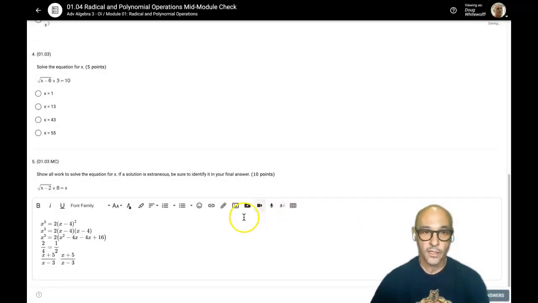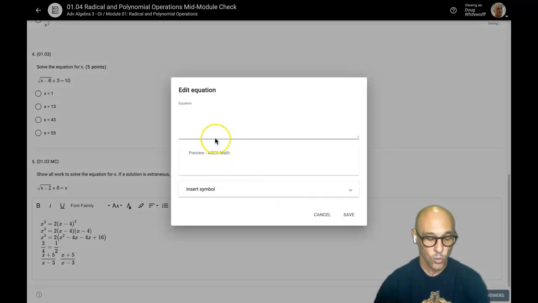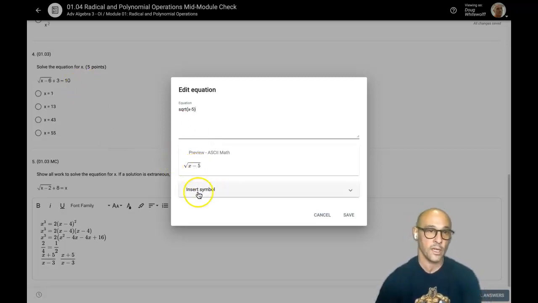And then there's other things that are important, like a square root. You can type SQRT, parentheses, x minus 5, parentheses. So it'll put the entire x minus 5 underneath that square root.